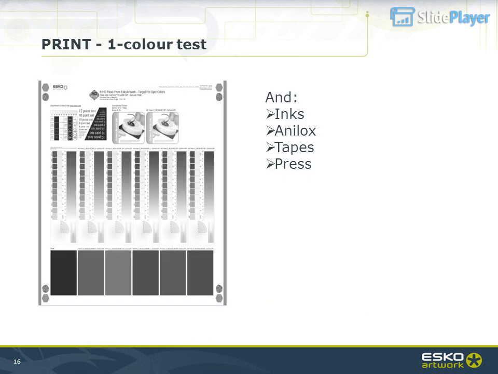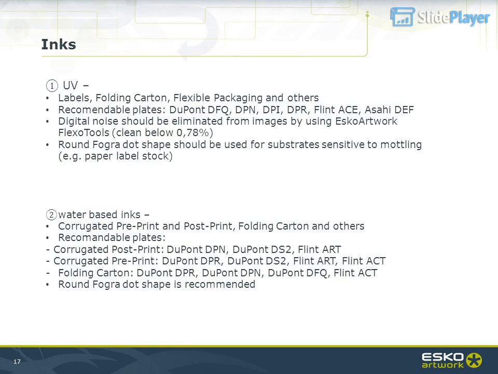Print, 1 color test and inks, Anilox, tapes, press samples. 1C is printed with standard parameters of printing. Next, we can choose the best one and install libraries. Inks: UV labels, folding carton, flexible packaging and others. Recommendable plates: DuPont DFQ, DPN, DPI, DPR, Flintase, Asahi Def.